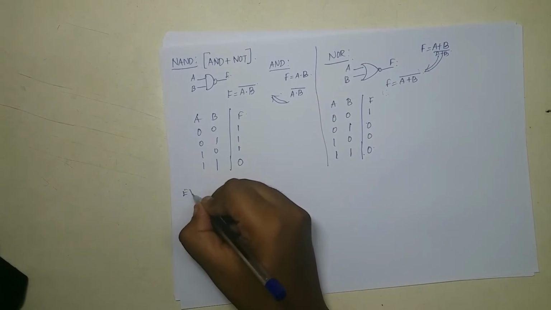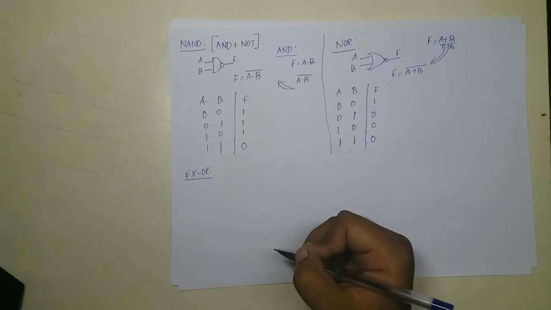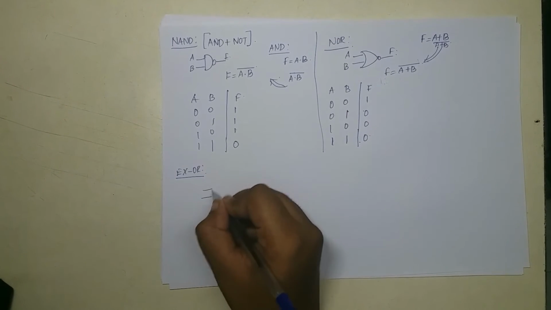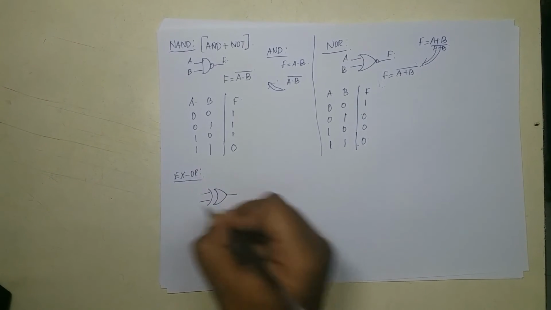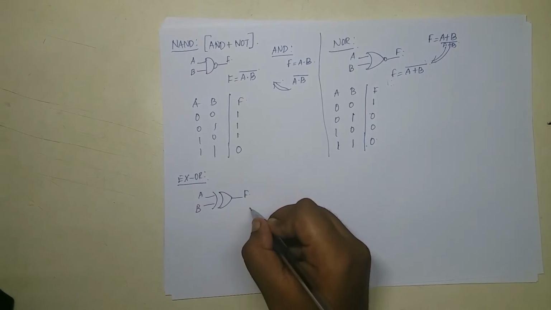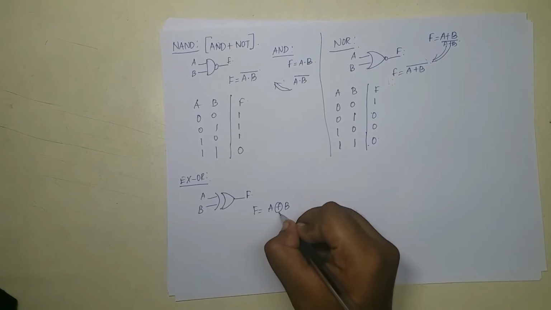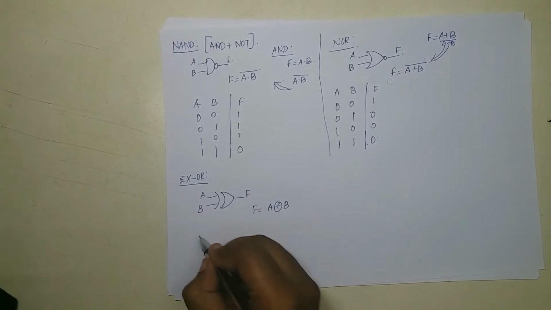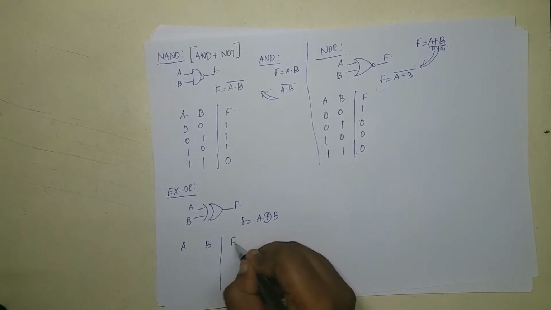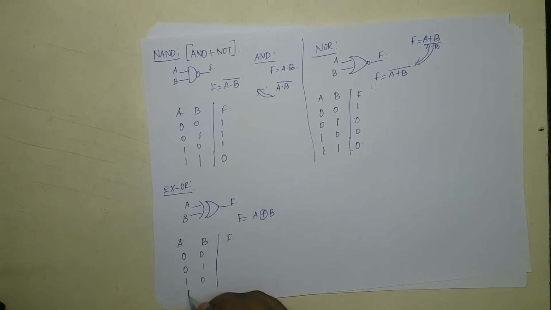Then we will be going to exclusive OR gate. Exclusive OR gate's graphic symbol is like this. We will be having two inputs A, B and output F, where F is equal to A XOR B. This will be the symbol for XOR, and the truth table for XOR gate is A, B and the output F. So four combinations: 0, 0, 0, 1, 1, 0, 1, 1.